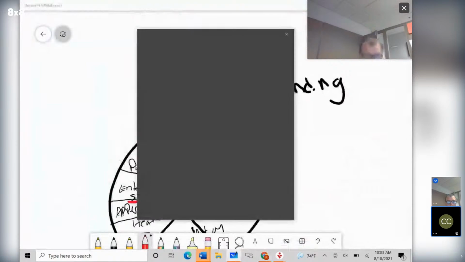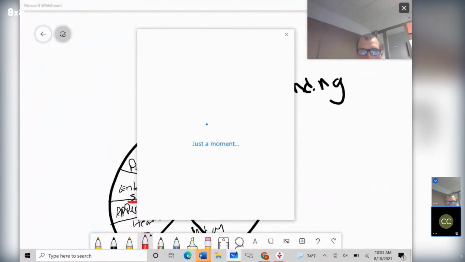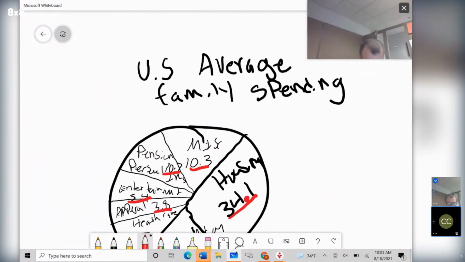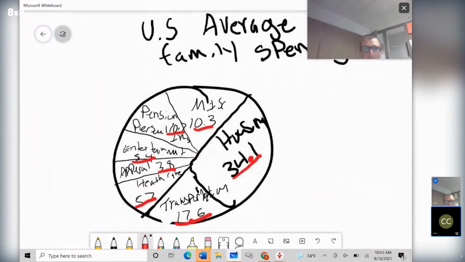So if you look at the one I have up here, the title is U.S. Average Family Spending. This is a pie graph, so it's going to be out of 100%. And this breaks down how much of our money we spend on all the different things a family needs. So the biggest one, if you look here, is housing. 34% of the money you make goes to housing. And that makes sense. The biggest majority of your money usually goes to rent or your mortgage.